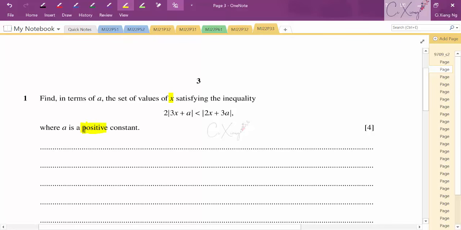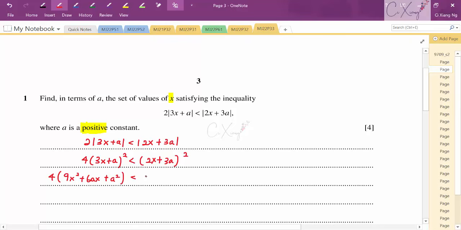All right, so for this question, generally to solve this inequality, the method that I'm using is I will square both sides. So this is our question. When I square both sides, generally the modulus will become a whole bracket with a square. So 2 squared is 4, and then I'm having 3x plus a, squared, smaller than 2x plus 3a, and the whole bracket squared. After I expand everything, I should get a quadratic form inequality.